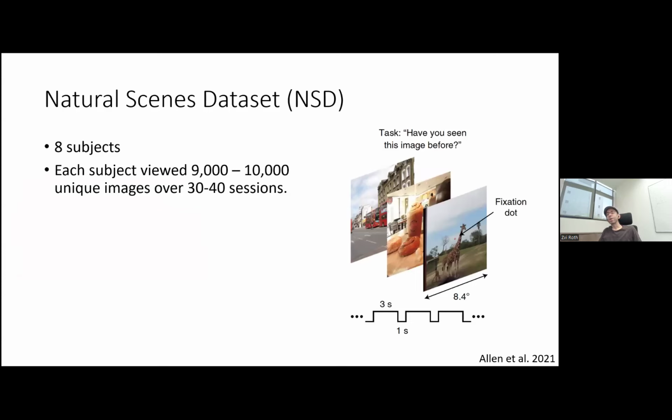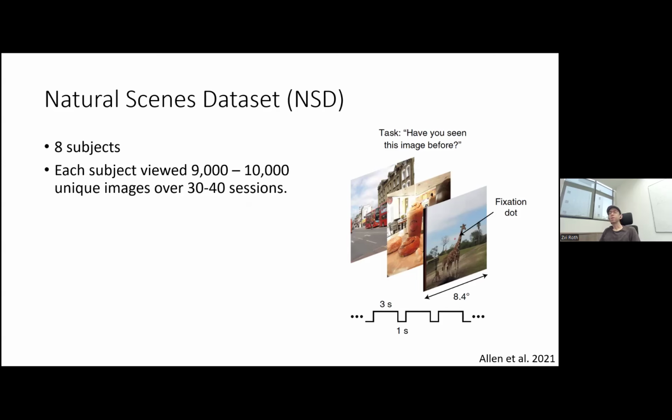But to answer this question, we turned to the Natural Scenes Dataset, which consists of a large amount of 7 Tesla fMRI data, measuring responses to natural scenes in 8 subjects, each of them scanned between 30 and 40 sessions, viewing up to 10,000 different scenes over many months. So each image out of the 10,000 images was presented a total of 3 times over the entire experiment, okay, 3 times over all the sessions. So in each session, a very different set of images was presented.